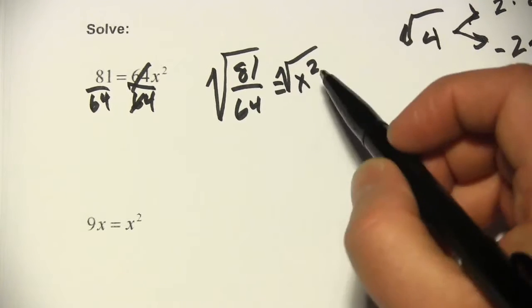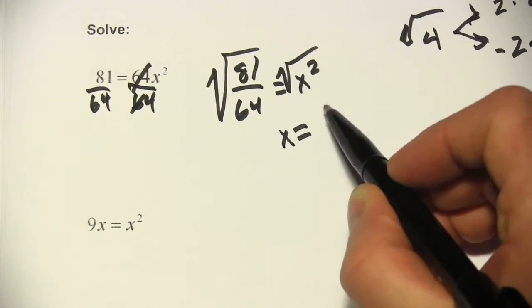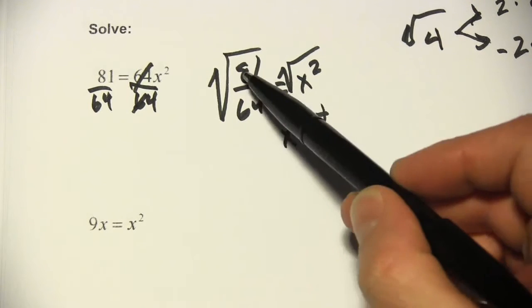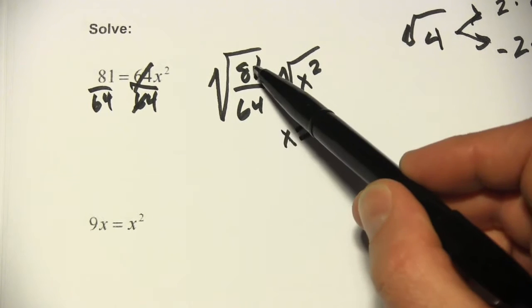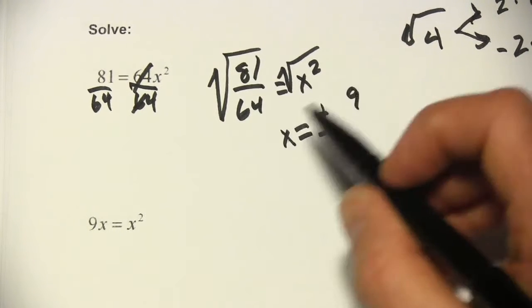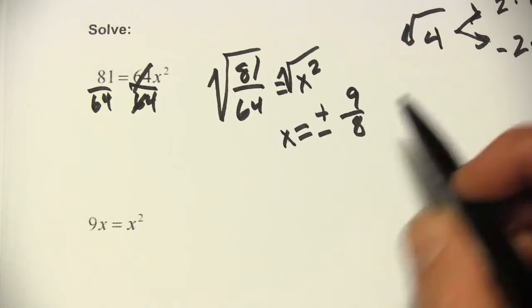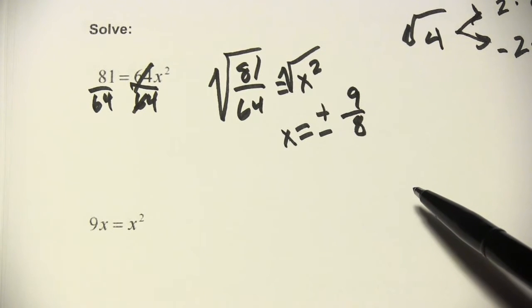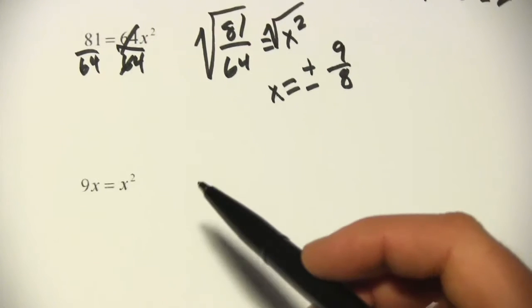Same way here. In this case, we're just going to get x equals a positive or a negative square root of 81 over 64. The way we deal with the square root here is we just take the square root of the top and the bottom. The square root of 81 is 9. The square root of 64 is 8. So our answers here are positive and negative 9/8. Let's look at the next one.